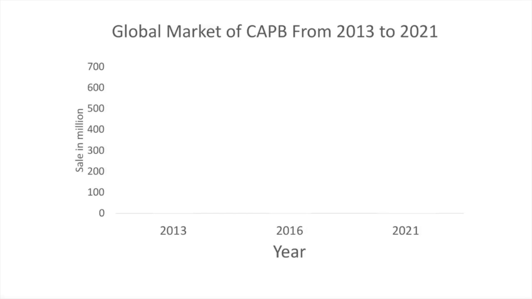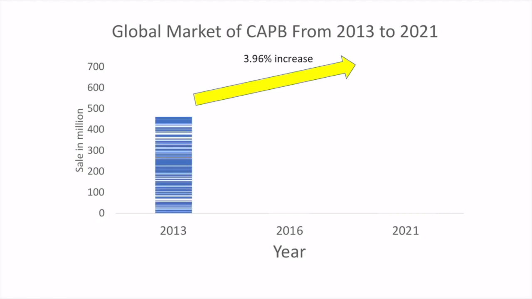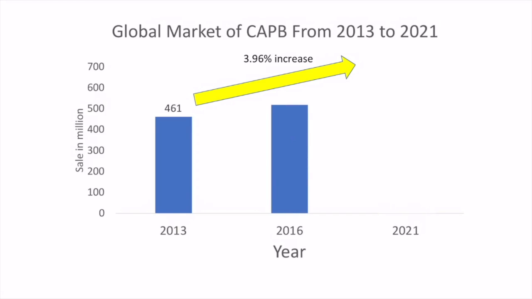From a marketing standpoint, the CAPB market has maintained a relatively optimistic growth globally of 3.96% over the past 4 years. In 2013, $461 million worth of CAPB was sold on a global scale, with this number increasing to $518 million in 2016. Experts believe that the market for CAPB will continue to grow in the next few years, and that by 2021, the global annual revenue will reach $575 million.